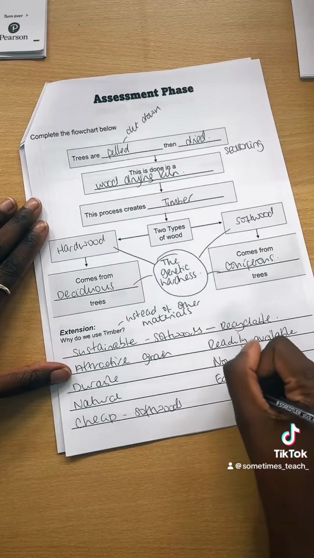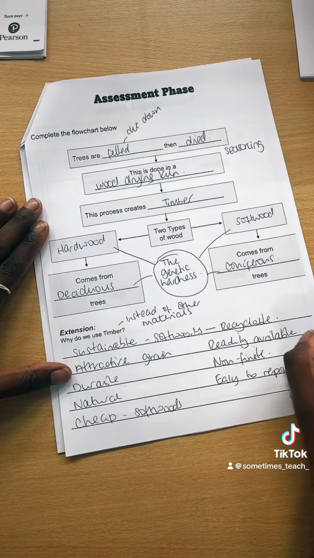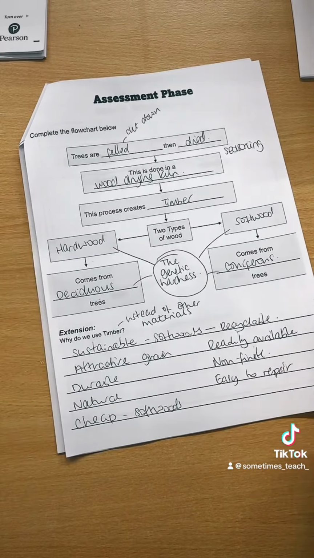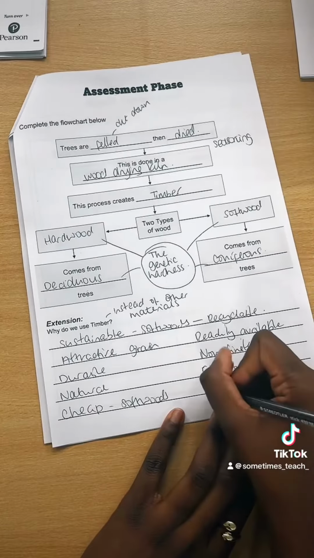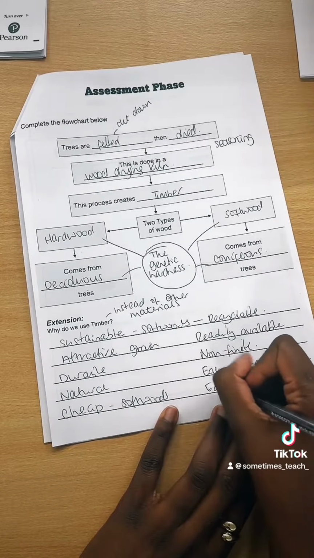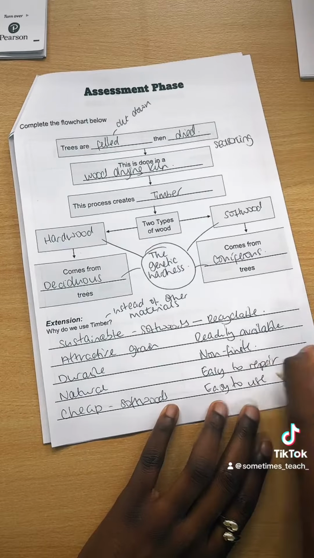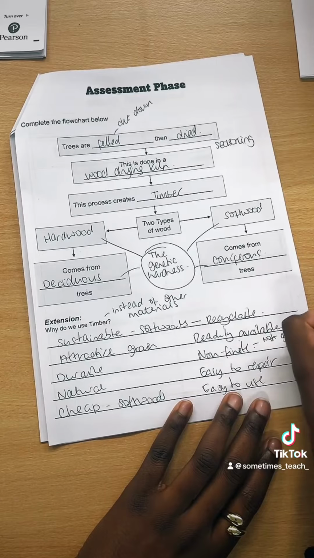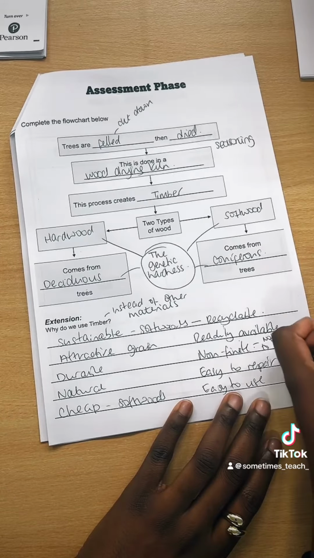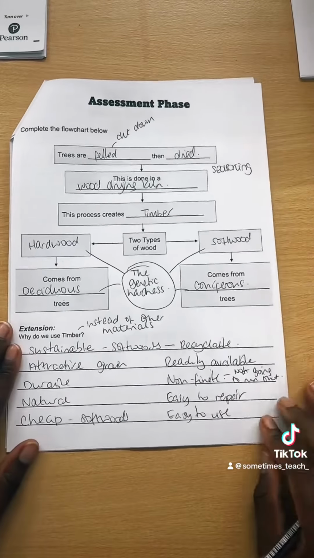Easy to repair. Okay, let's have one more. We've got one more space. Easy to use, yeah, workability. All right. Yeah, someone said not going to run out. That's non-finite. Not going to run out. Okay, well done. Do you guys want to screenshot that?